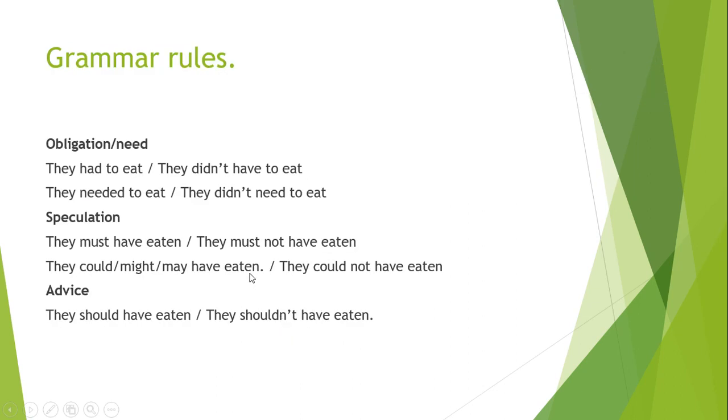So let's have a quick look at the grammar rules, which we've gone over here. If there's an obligation or a need, we can say they had to eat or they needed to eat. Or in negative, they didn't have to eat, they didn't need to eat. If we're speculating and we're sure, it could be they must have eaten or they mustn't have eaten. If we're speculating and we're not sure, they couldn't have eaten. They could, might, may have eaten, or they could not have eaten. They might not have eaten. They may not have eaten. And if we're giving advice, we say they should have eaten or they shouldn't have eaten.